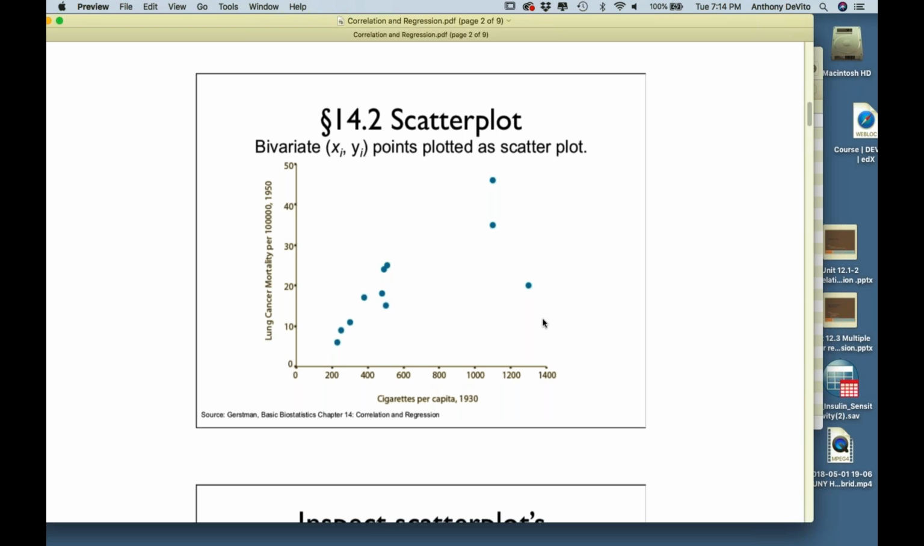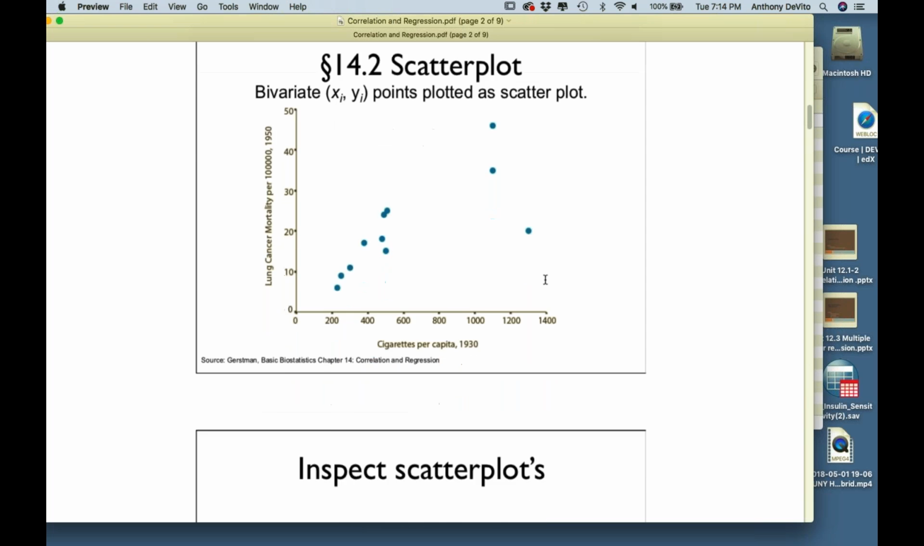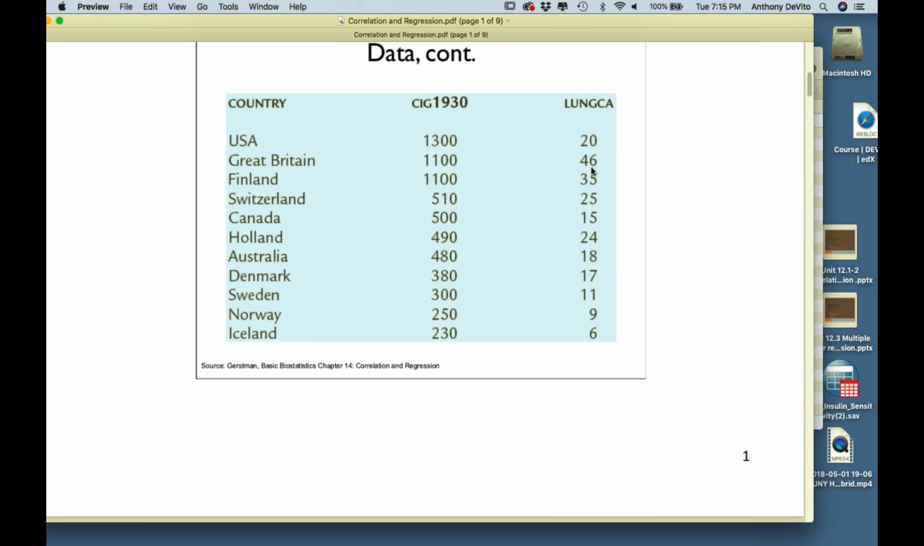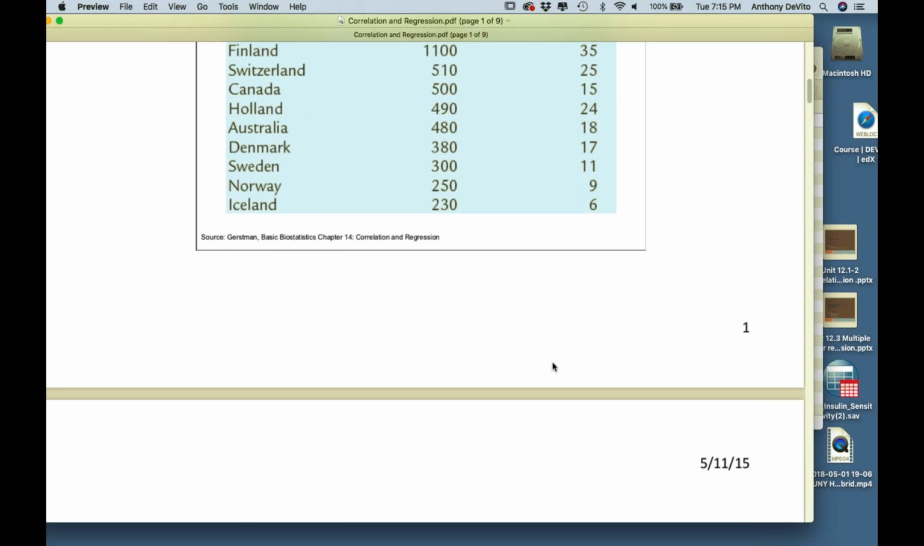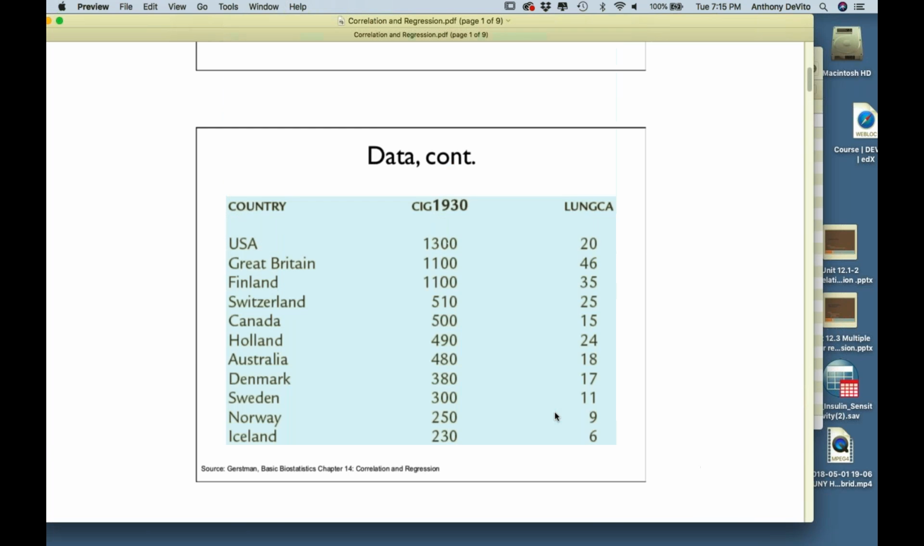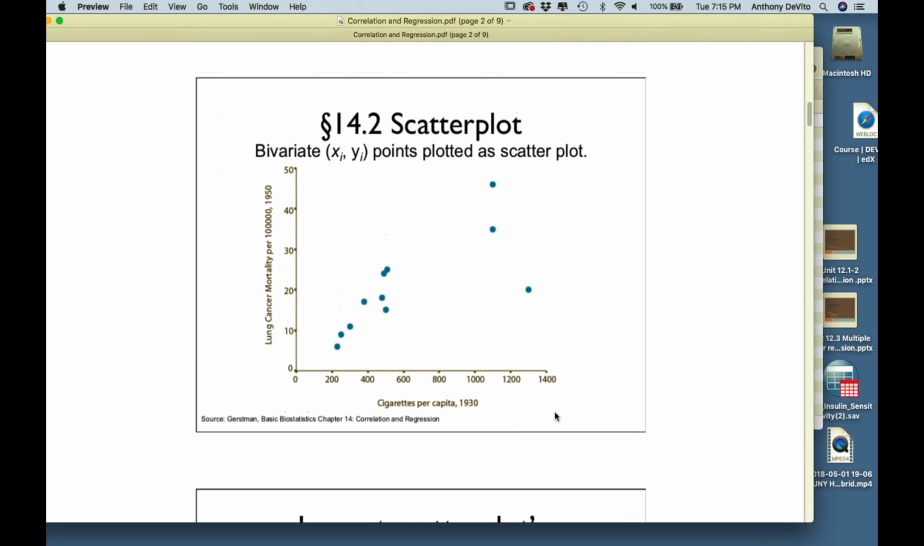Okay, what about that one up there, the highest rate? What would that be? That is Great Britain. They smoke 1,100, so they smoke less, but they have a higher lung cancer rate. Anybody know why that might be? Think for a second. This is 1930. What were most people in Britain using to heat their house and cook in 1930? Coal.